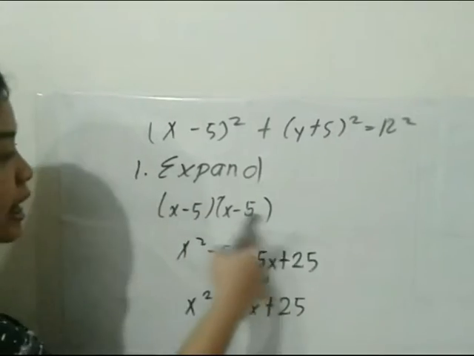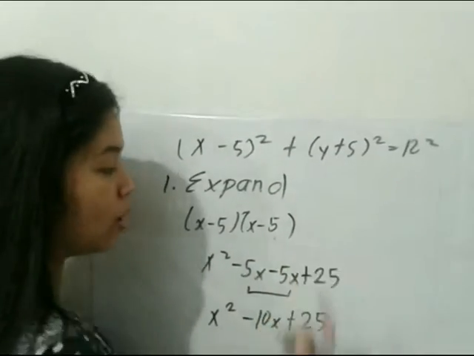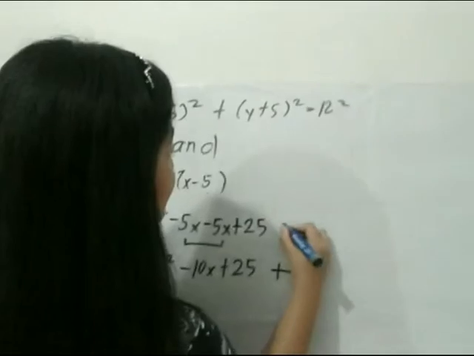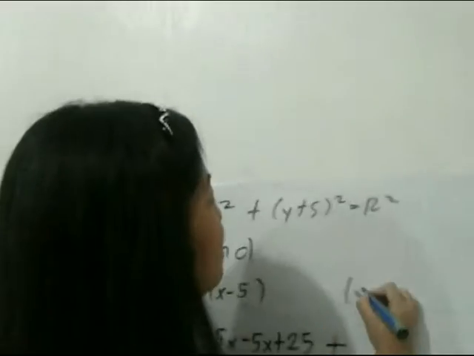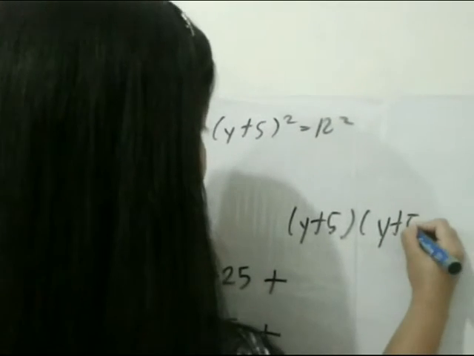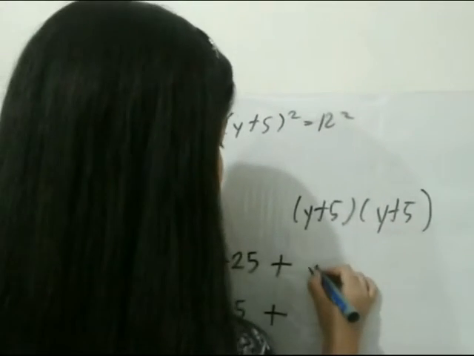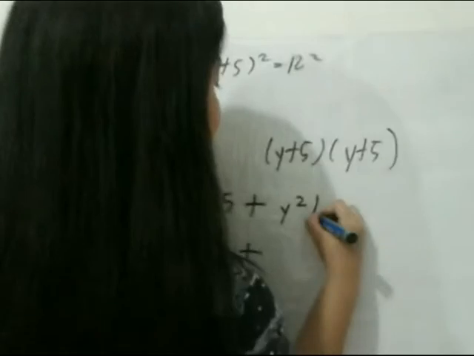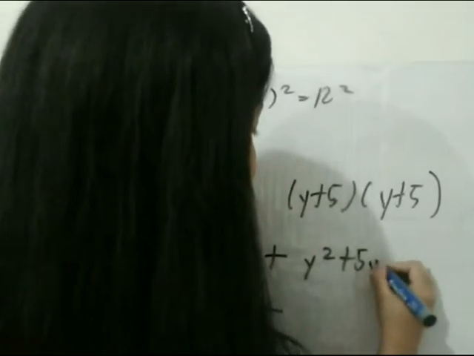As we do this with x, we are going to do the same with y. So add plus. (y plus 5) times (y plus 5) again. y times y, y squared, plus 5 times y would be 5y.